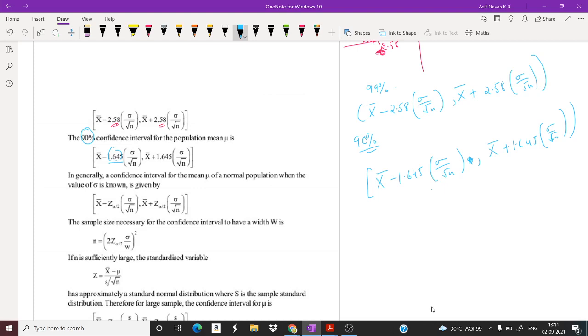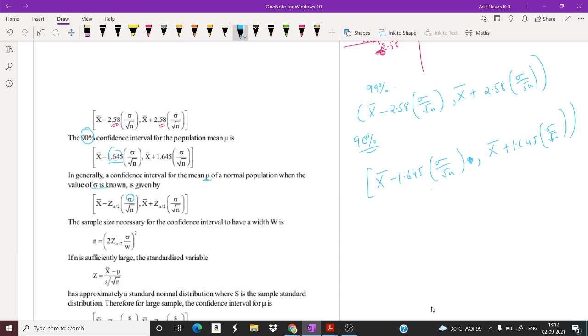Now, in general for mean mu where sigma is known, in order to make a confidence interval, you have to know the population standard deviation. If we know the population standard deviation and sample mean, we can find an interval where we have 95% or 1 minus alpha confidence that mu will be in that interval.